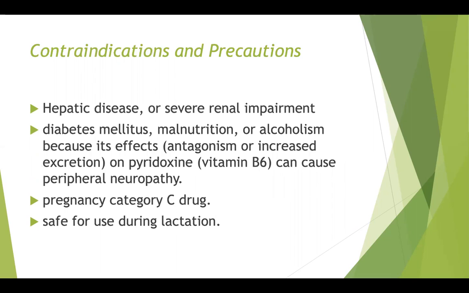Okay, so contraindications and precautions: hepatic and severe renal impairment, DM, malnutrition, alcoholism. Pyridoxine can cause peripheral neuropathy. And then this is a pregnancy category C drug. However, pregnancy category D, but it says here it is safe for lactation. So for people giving breast milk or breastfeeding, it's okay.